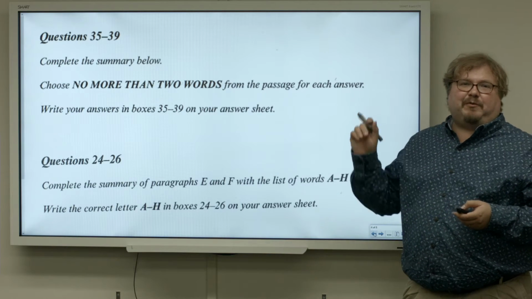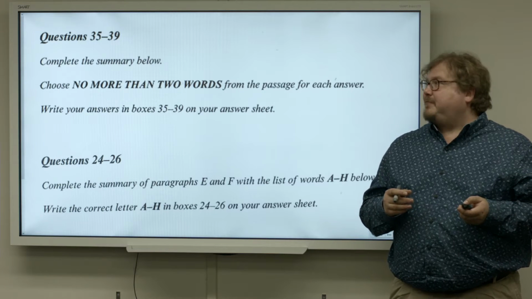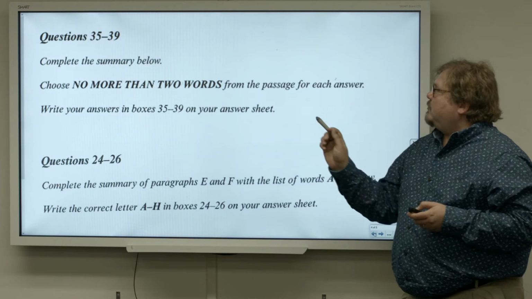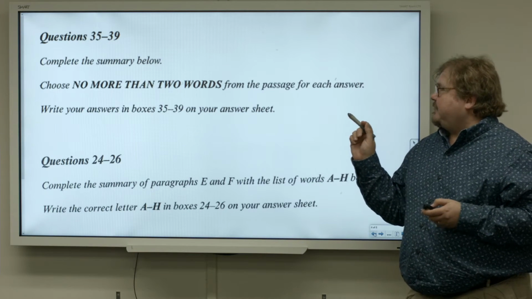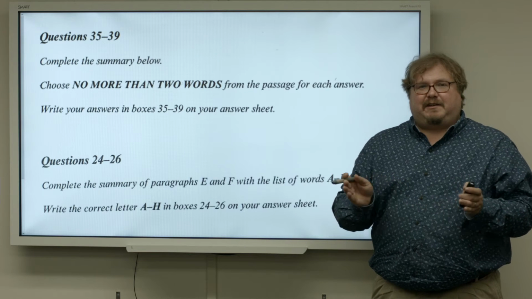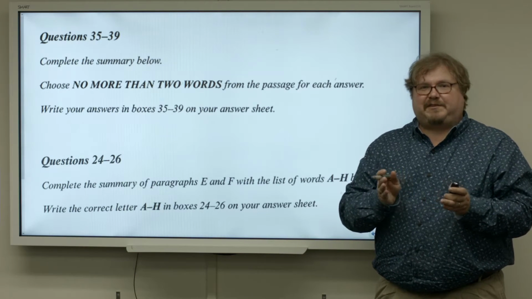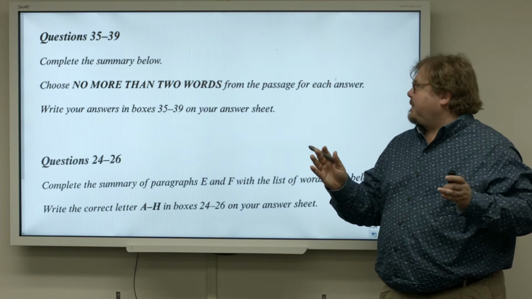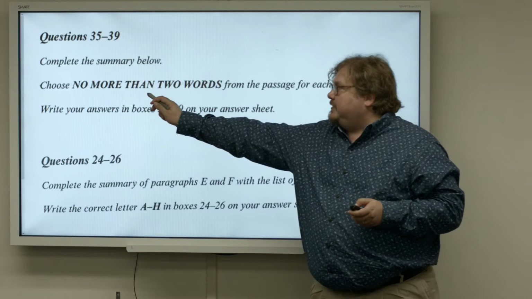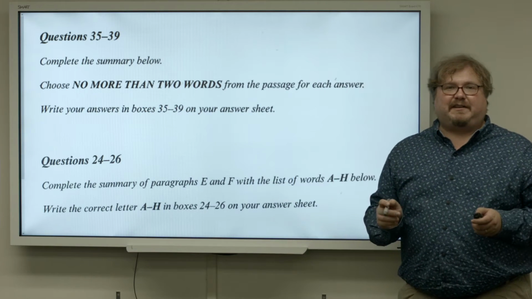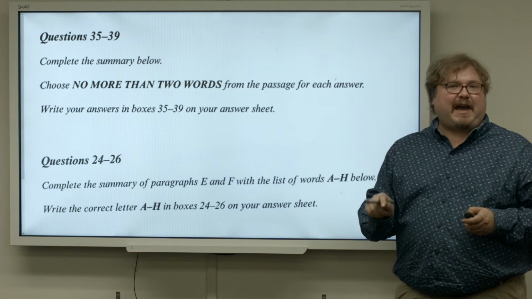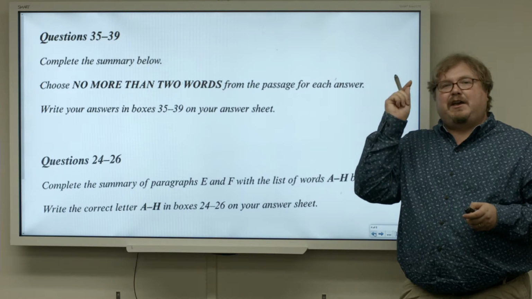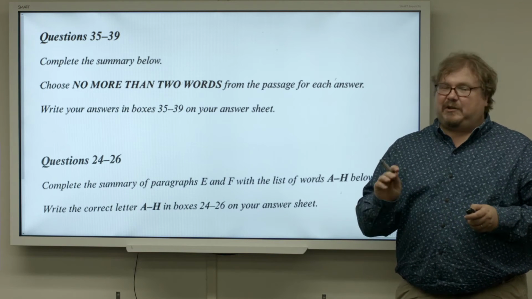So here are two examples of summary questions. In the first example here, choose no more than 2 words from the passage for each answer. It doesn't mention a specific paragraph or a specific part of the text, so we should assume this is the whole article. And this is important. You're going to choose the words from the text. It has to be words that they used in the passage. When you read the summary, you might have an idea in your head, but if it's not in the passage, it will not be correct.